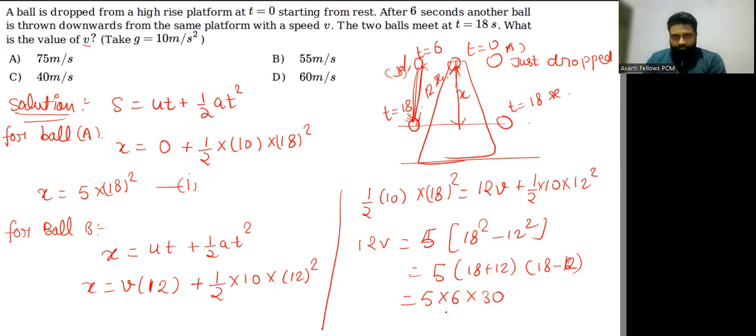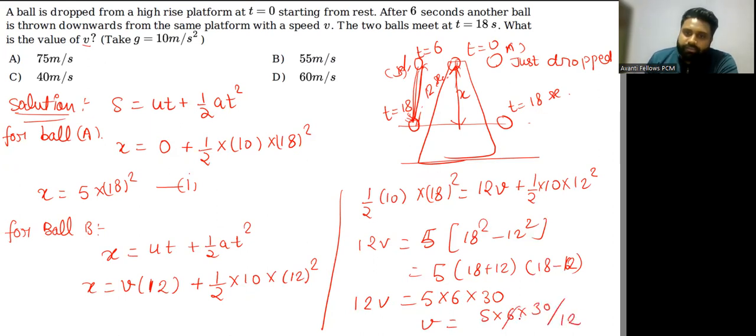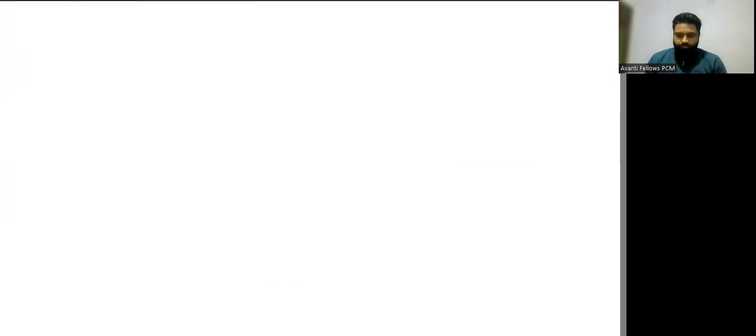So this is equal to 12v. If you calculate the value of v, it will be 5 into 6 multiplied by 30, divided by 12. 6 to the 12, 2 will cancel out, this 30 will be 15 times 5, that is 75 meter per second. So the correct option here is A. Okay. Move on to the next question.